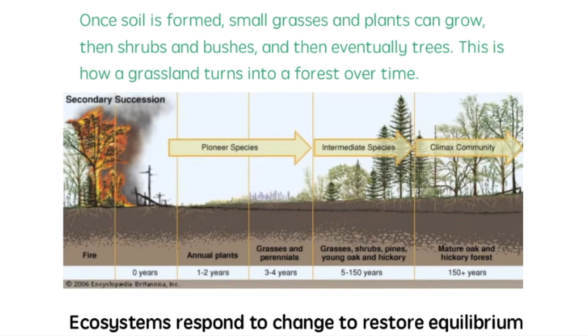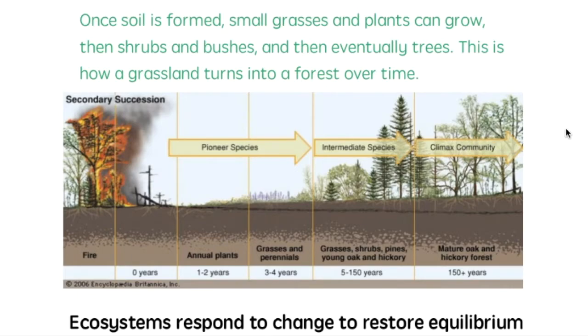Once soil is formed, small grasses and plants can grow, and then shrubs and bushes, and then eventually trees. This is how grassland can turn into a forest over time, and you can see something typically destroys the landscape. It could be a natural fire or a controlled fire. It could be an accidental fire as well. It could be something like a flood, anything that would change the landscape and destroy what was there and leave a blank slate of a landscape. And then it makes some logical sense that the smallest things can grow quickly. They don't need a ton of nutrients, not a ton of soil. And then eventually larger things like shrubs and small trees can grow.